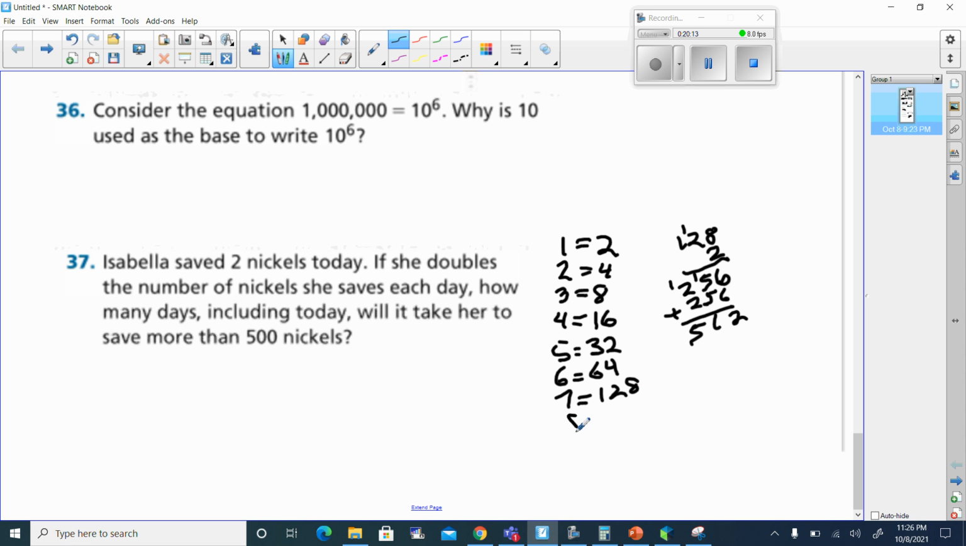So we're on day 8 already now. Wow, that changed things up a lot. So doubling 128 will give us the 256. So that means it's actually going to be day 9 that will have 512. All right. So how many days would that be? That'd be 9 days. Okay, 9 days to get 500 nickels.